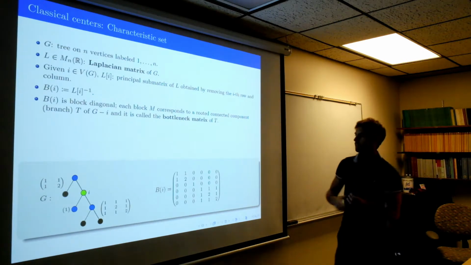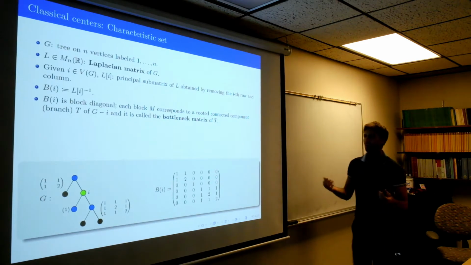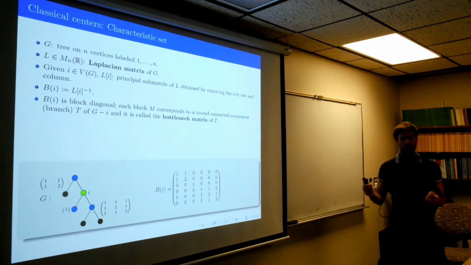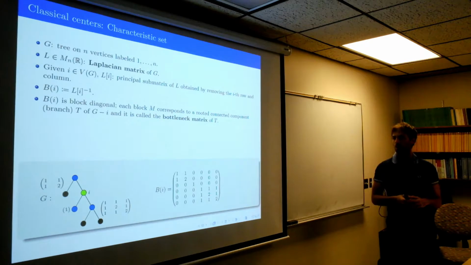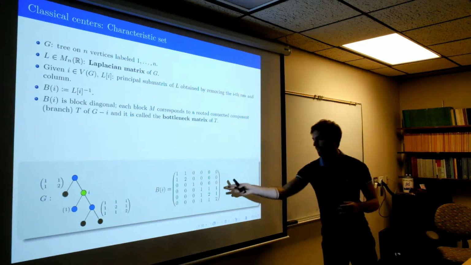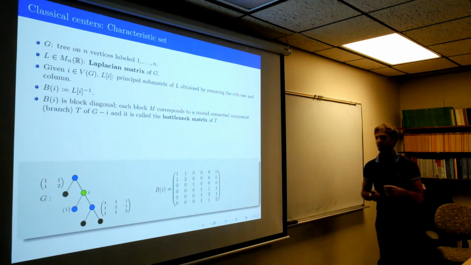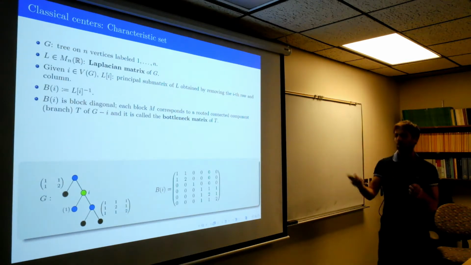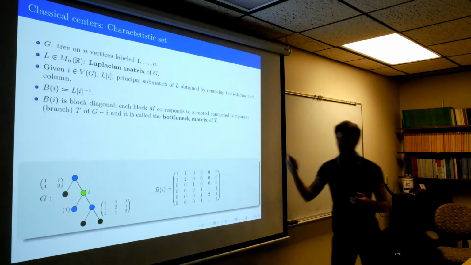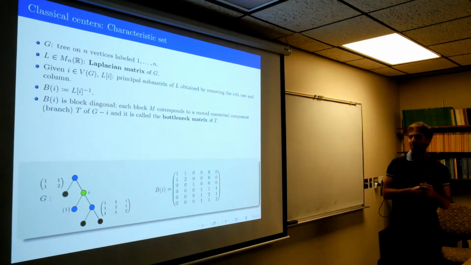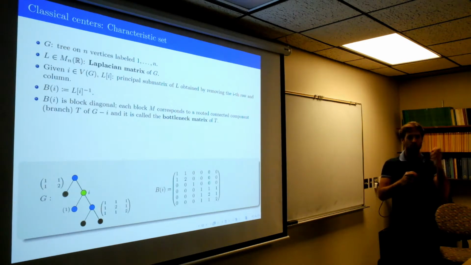Also, you can see that all the entries in this matrix are integers and are either 0 or positive integers. This happens every time, because there is a nice combinatorial description of these entries. The ij entry in one of these blocks, which is called the bottleneck matrix, is the number of vertices in common in the path joining the root to i and the path joining the root to j.